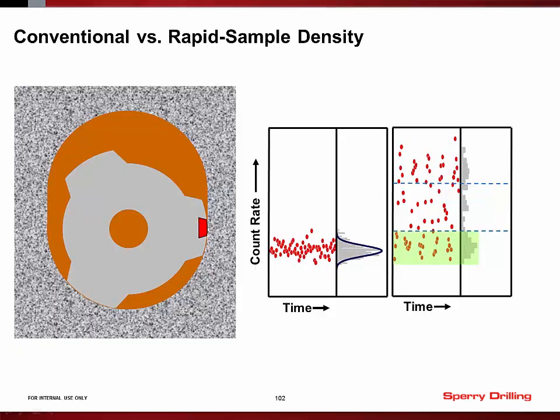So this technique is what's referred to as the rapid sample algorithm. The process of dividing up the counts into bins like that, that's the rapid sample algorithm. You hear people talk about rapid sample density, you hear people talk about low count rate density. That's what they're talking about. It's the density that's calculated from the low count rate samples that have been isolated using the rapid sample algorithm technique.